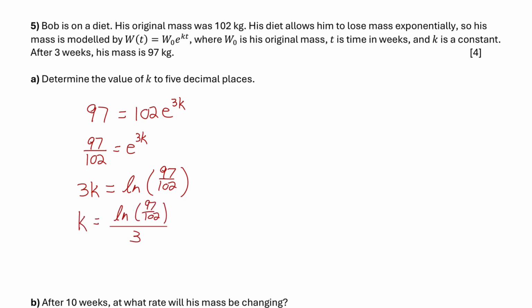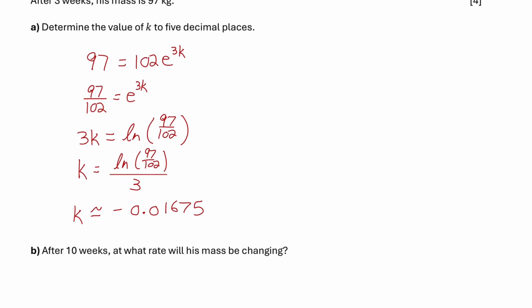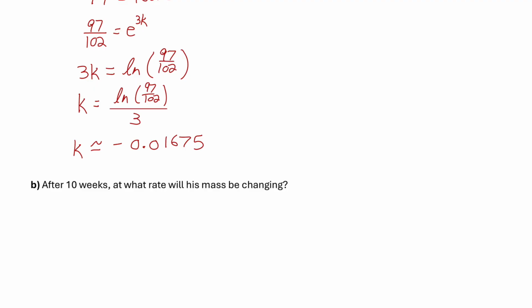For an approximate value, which the question says it wants 5 decimal places for, I can use my calculator, and I get about negative 0.01675. And now I can use that constant K to write an exponential function that models his weight loss. I can say W at T equals the initial amount he started at, 102 kilograms, times e to the KT, and we now know K. So I'll sub in K.